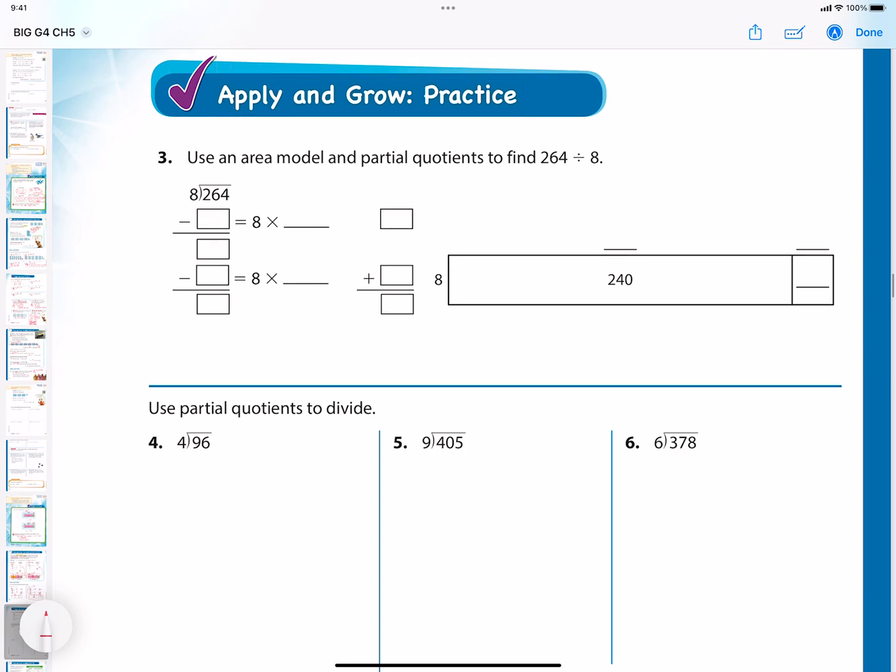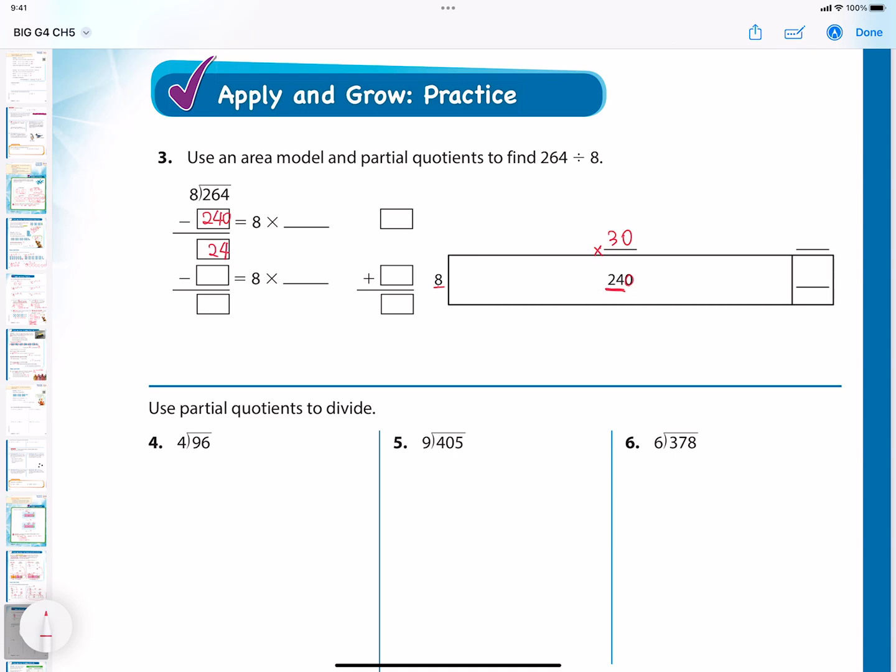Now use an area model and partial quotients to find 264 divided by 8. Since we know 8 times 3 is making 24, and there is a 0 here, we know this top is what? 30, because 8 times 30 is what? 24, and add a 0. I mean 8 times 3 is 24, sorry. Alright, now what is left over when you take away 240 from 264? Yes, we are going to have 24 left.